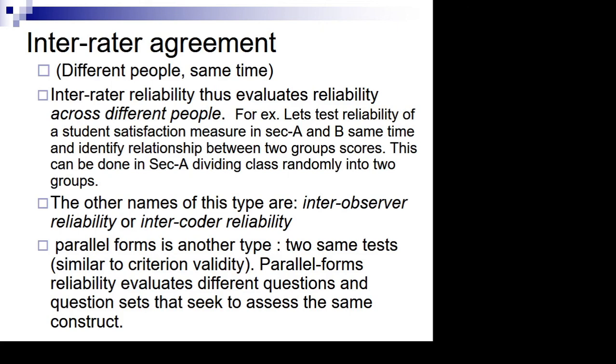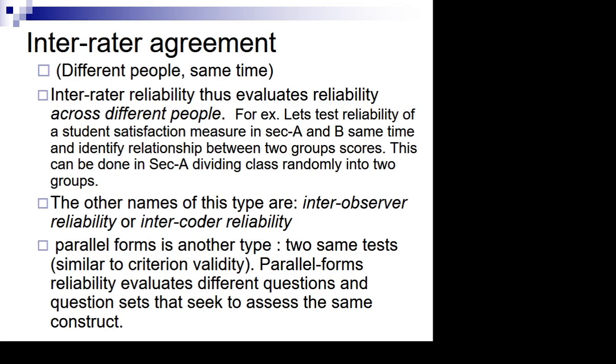This can also be done in different ways. For example, I can divide the section A class into two groups randomly. So which student would go into the first group, which student would go into the second group, I would never know. But once they are classified into two groups, I would give them the student satisfaction measurement. When they answer it, I'll collect all those answers and establish the relationship between Group A scores and Group B scores. I am establishing inter-rater agreement in one class itself.